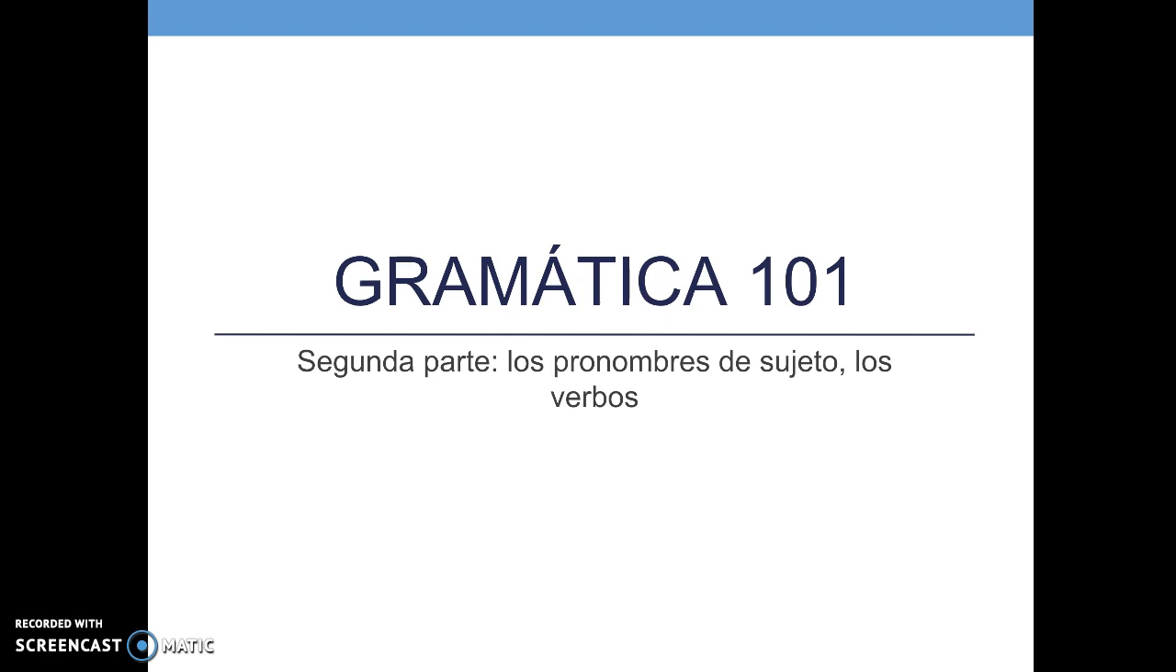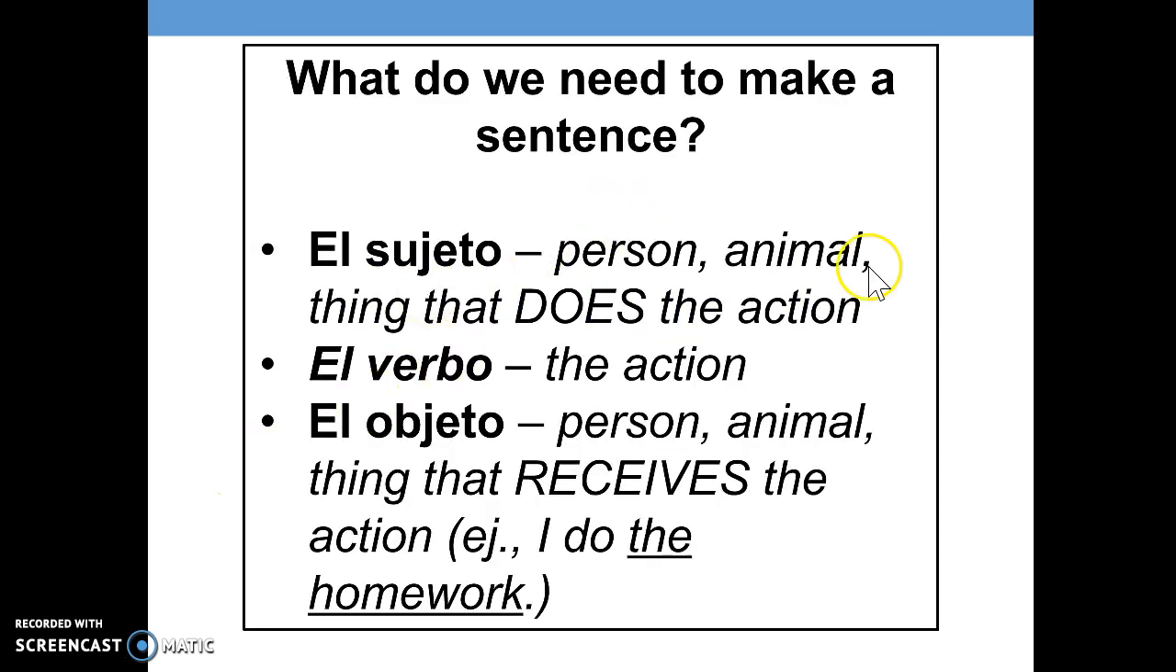In order to help you do this, we're going to spend our time today reviewing subject pronouns and how we conjugate regular verbs in Spanish. The first thing you need to know are the basic parts of a sentence. The subject, or el sujeto, is a person, animal, or thing that does the action in a sentence. El verbo, or the verb, is the action itself.